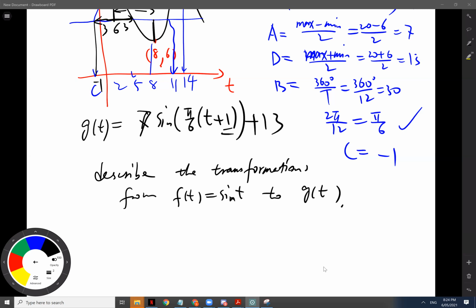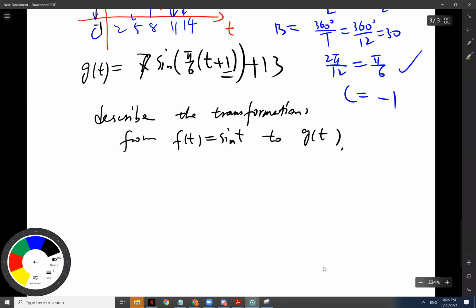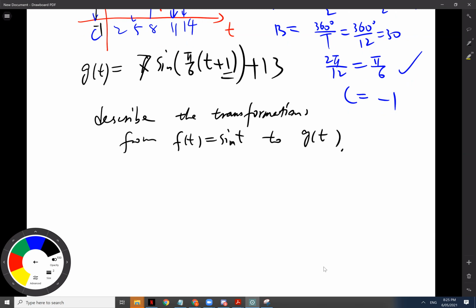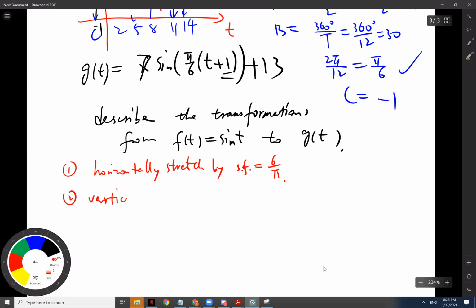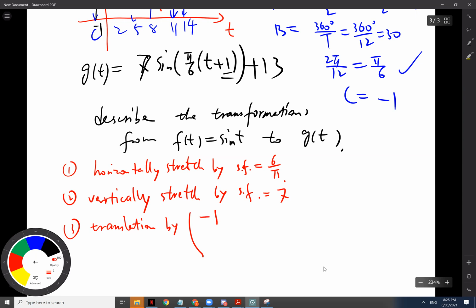Okay. Translation. I'll give you different answers. First one: horizontal stretch by scale factor 6 over pi. Vertically stretch by scale factor 7. Translation by vector (-1, 13).